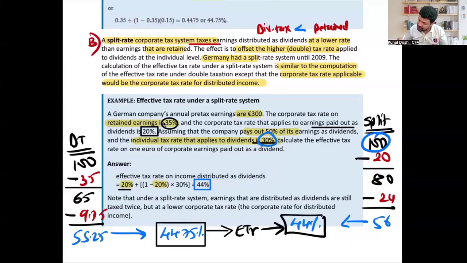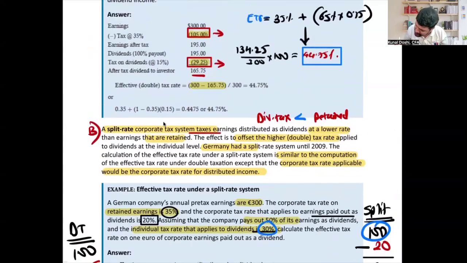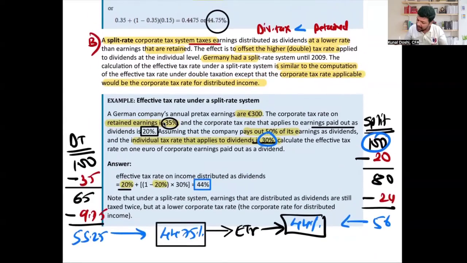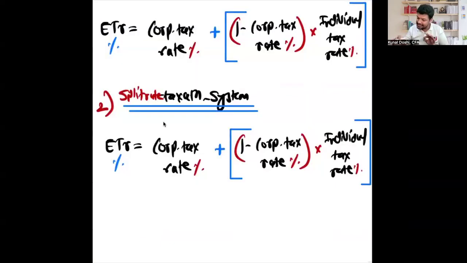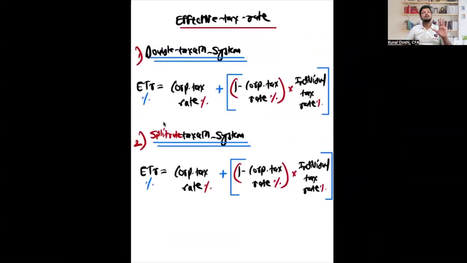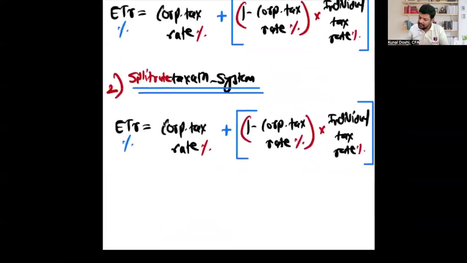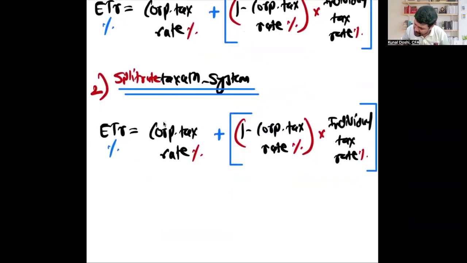Now you will notice here, in one case, I had 44.75 under double taxation, and here I have 44%. The formula is just the same, no difference. Understood, everyone? Correct? Just that this corporate tax rate might be lower if the company is going to pay dividends. This is like a scheme brought up by the government to avoid people from paying high double taxes. Got it? Understood?